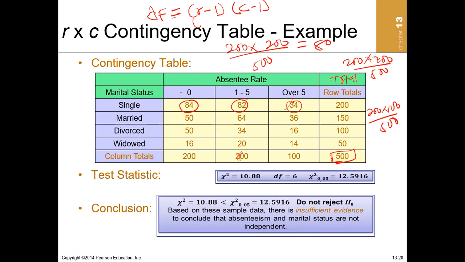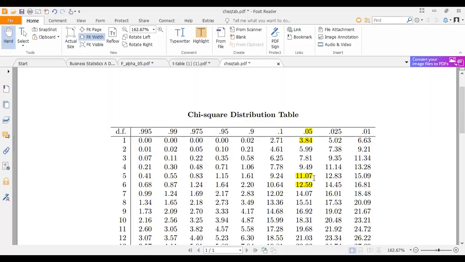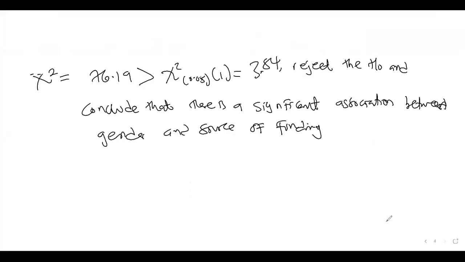So here, 4 minus 1, that's the number of rows minus 1. And here, the number of columns, 3 minus 1. So you now have 3 times 2, and that would be 6. So the degree of freedom is 6, and we are testing at alpha of 0.05. So let's go and read it. Alpha of 0.05, degree of freedom is 6. So it means our critical chi-square is 12.59.